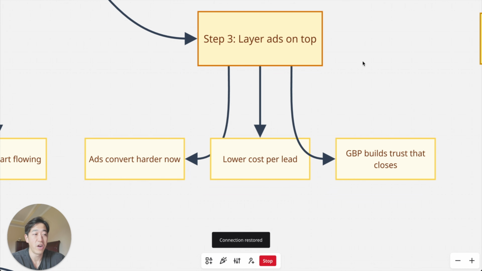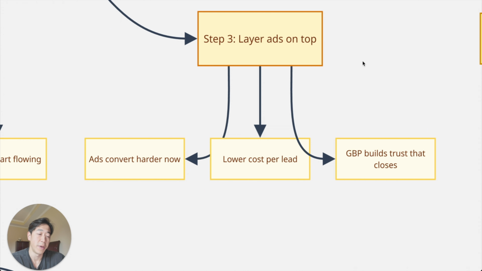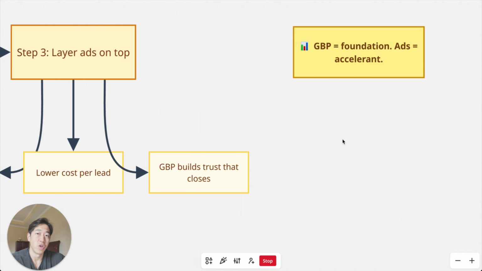Step number 3, you layer ads on top. So now whenever you spend $1, the ads will convert harder. And it'll drop your cost per lead, cost per call, depending on if you're using Google LSA or PPC ads. And the GBP will build trust that closes. So having good reviews, having photos, whenever somebody actually clicks on your profile from an ad, they'll see all the things that you offer at your business and it'll separate you from the competitors. What I like to think of is the Google business profile is the foundation of your business, and ads just accelerate the progress of you getting more and more jobs.